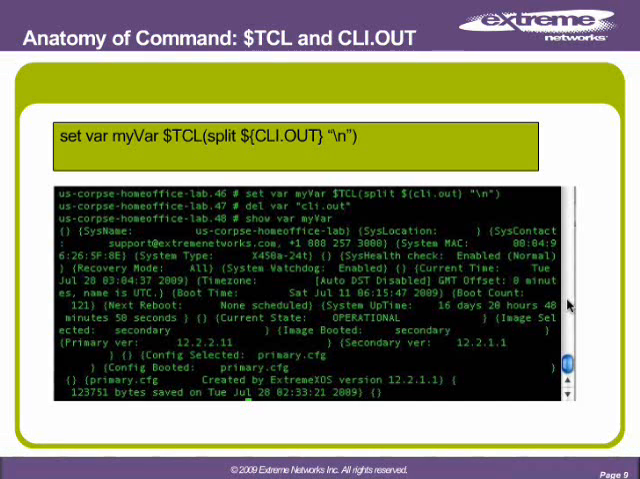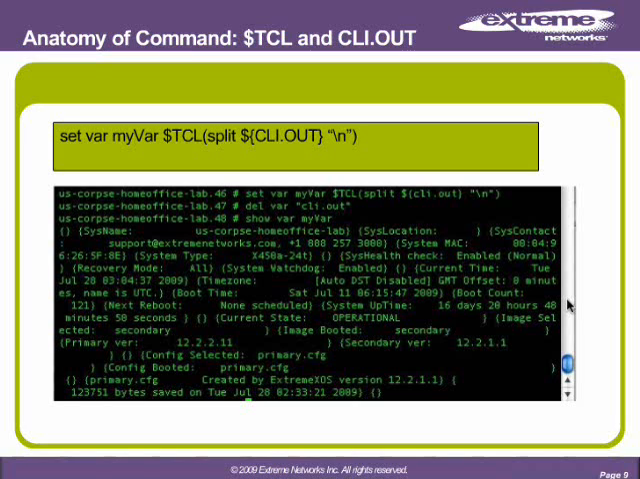So here we see output of the example that was given for this function. Set var myvar Tcl function to follow split CLI out new line. And we see the screen capture output. If you look at the top part of the screen capture, you'll see the command is actually entered. And then we do a show var myvar to show what happens when we do this split.